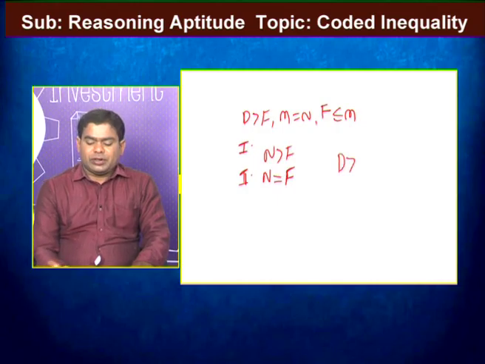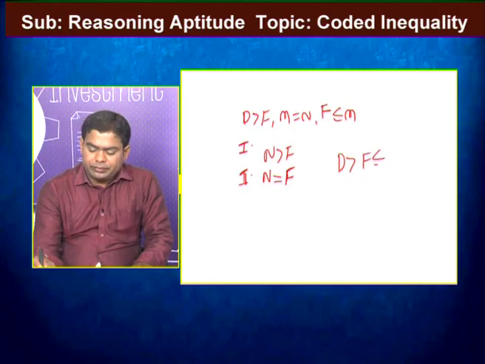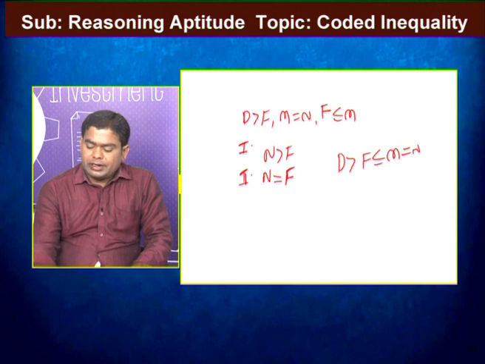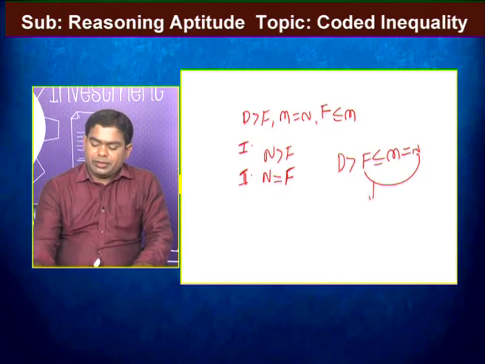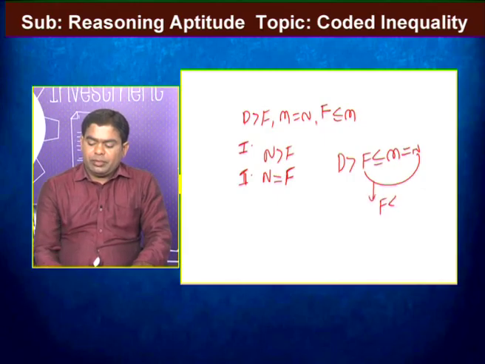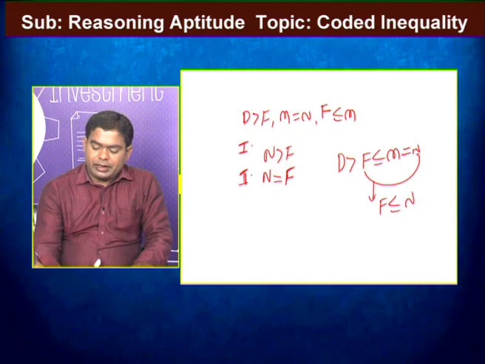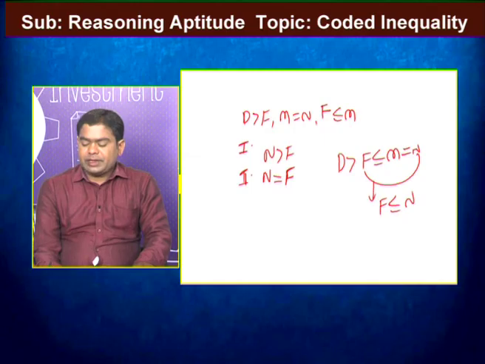In this case also, we get D greater than f, f less than or equal to m. Again, m is related with n. Here we observe the relation between n and f. By observation from n to f, we get f less than or equal to n.